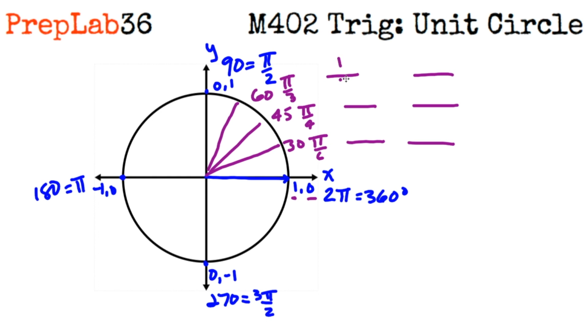60 degrees, the cosine is 1/2. The sine is root 3 over 2. 45 is root 2 over 2. They're the same. And 30, the cosine is root 3 over 2. And the sine is 1/2. This is the unit circle. I'm going to make a PDF of this and download it and put it in the description. So study this, know it, memorize it.